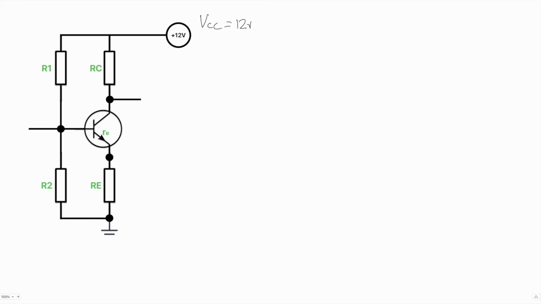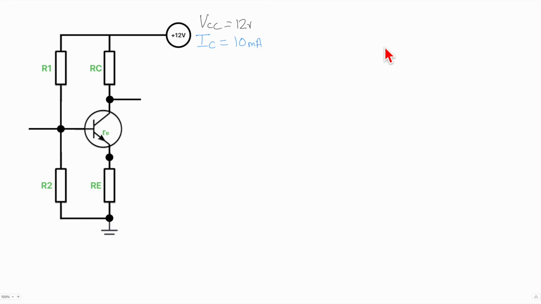Now, I'm just going to take a tried and tested tradition, if you like, and I'm going to bias this transistor so that it has a collector current, IC, of 10 milliamps. So I'm making an arbitrary decision, and I'm going to say, right, well, I want to see 10 milliamps going from collector to emitter. So that will be our IC.